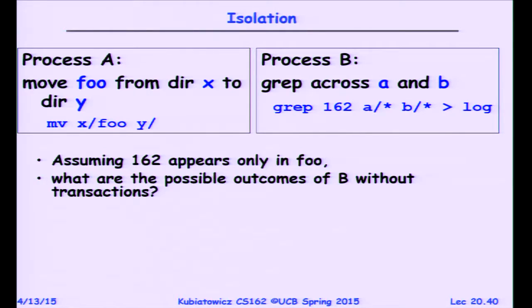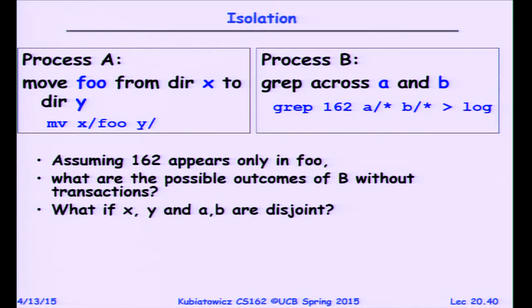What's the first question you have to ask? Yeah, go ahead. First question is, do directories A and B have anything to do with directories X and Y? Good first question. I like that question. So if they have nothing to do with each other and there are no transactions, what's the observation? Probably nothing special, right? So grep won't find 162 because the file foo is neither in directory A nor directory B. So the really interesting question here is, what if X is A and Y is B? Then what do you see?